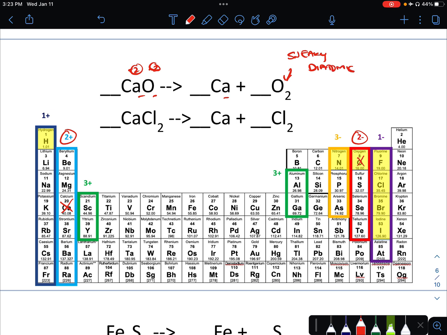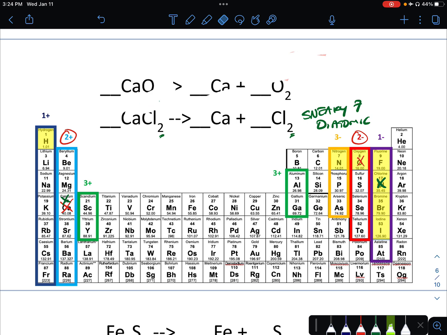Get here with calcium and chlorine, chlorine's right there, calcium's still right there. That's a 2, that's a 1. That's why we see this 2, this 1. That's why that 2 is down there. And this 2 is over here again because that's part of that sneaky seven, and it's diatomic. So if we were to look at these and try and balance them, that would mean I've got to get rid of this stuff so I've got room to write.